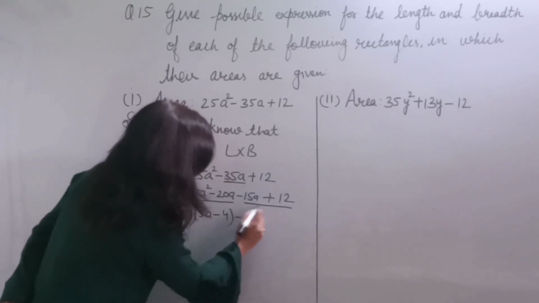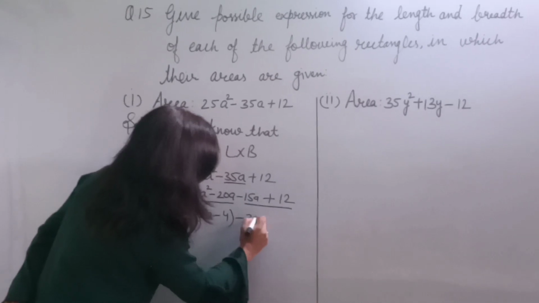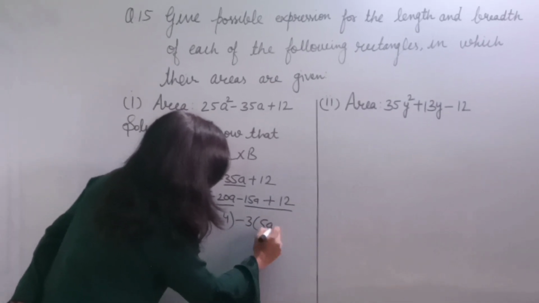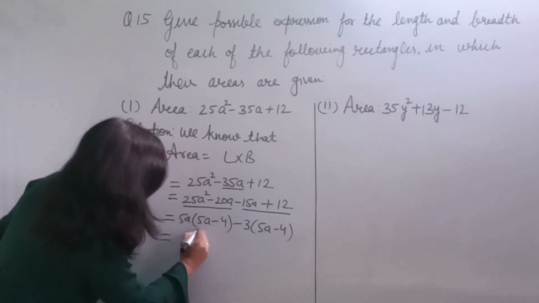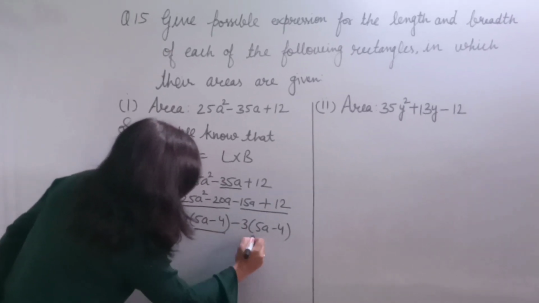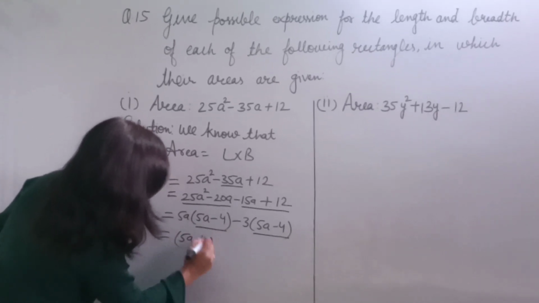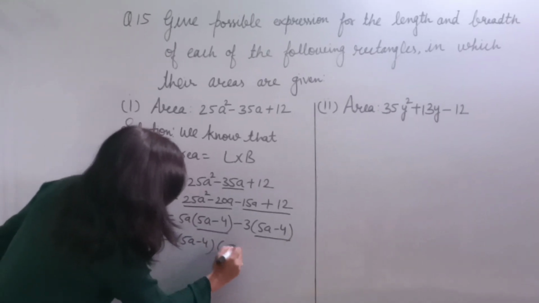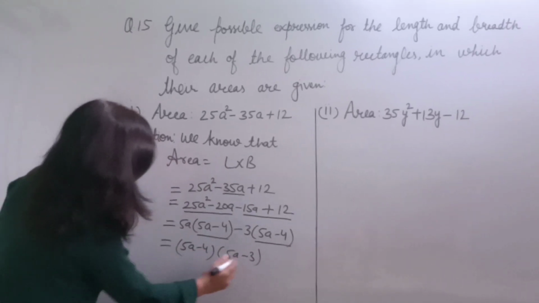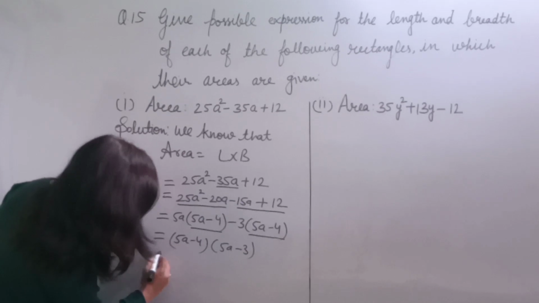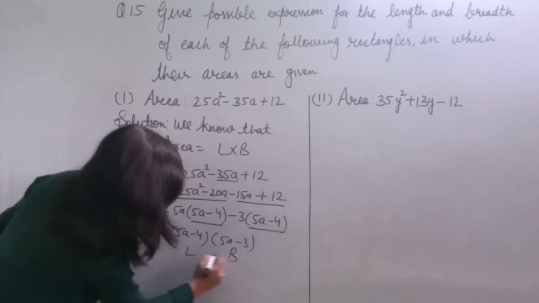In this also we will take common, we can take common 3, then 5a minus 4 will be left. Then again we can take common 5a minus 4, then 5a minus 3 will be left. So this is our possible expression. So we can say this is length and this is breadth.